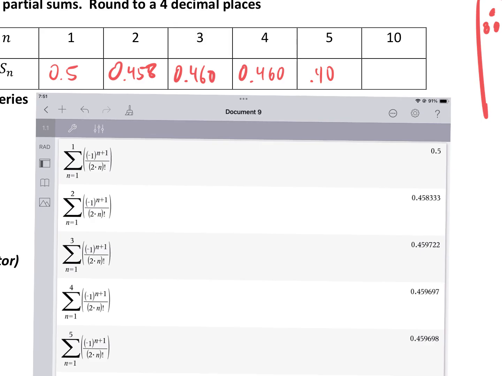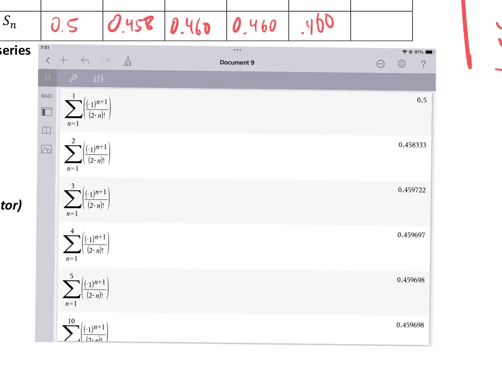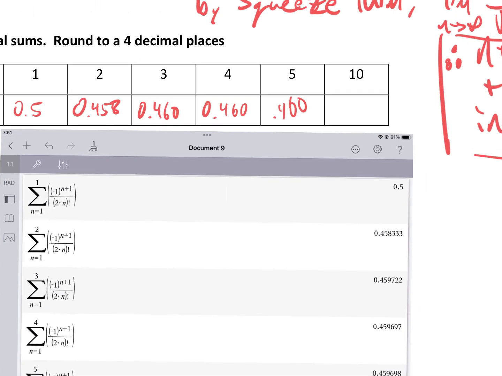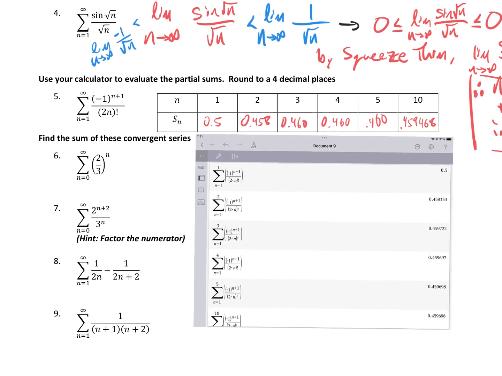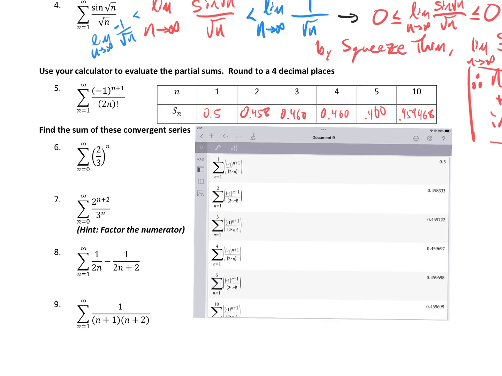And then down here we have the 10th one. And it looks like 0.459698 would be accurate to 6 decimal places. All right. So there are some partial sums, so we just know we can do that.